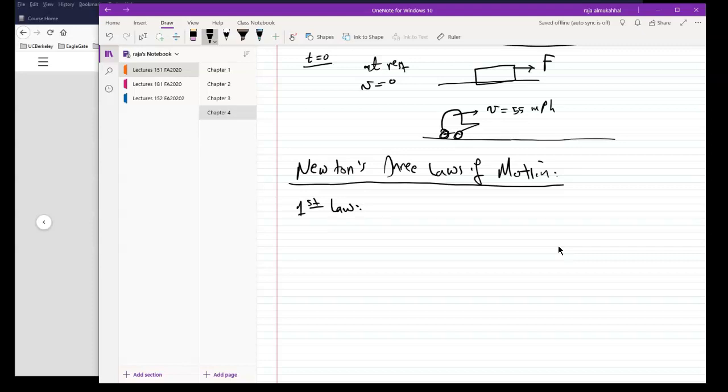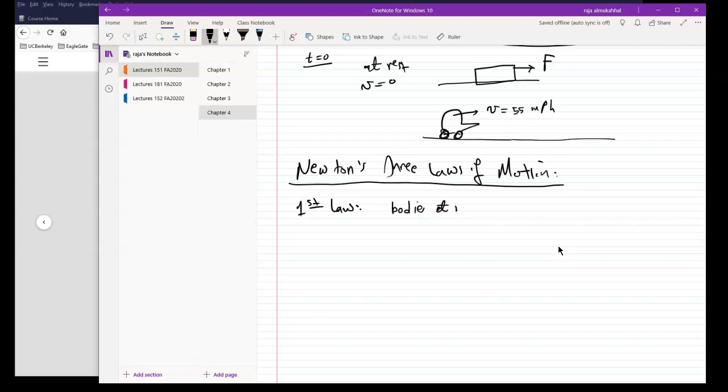basically, I'm going to write it in my own way. It's not different from the book. Just the book writes it differently. And anyway, I have my own way of explaining it. So the first law says the following. Bodies that, let me just write it down and I'll explain it to you.